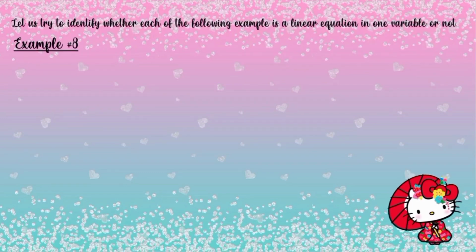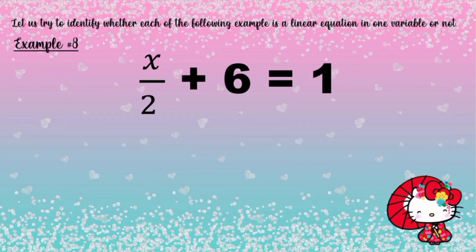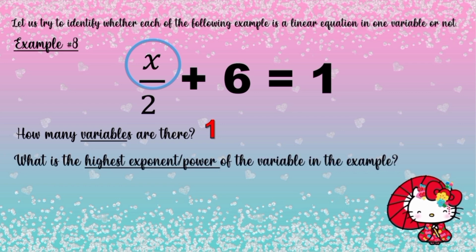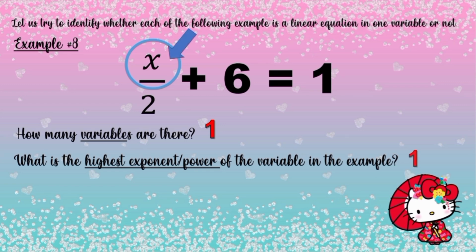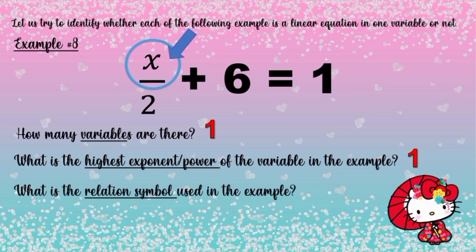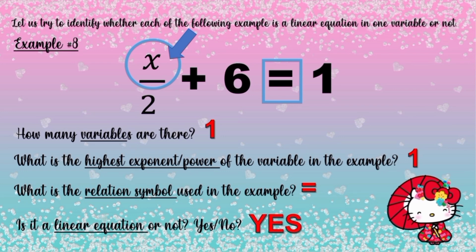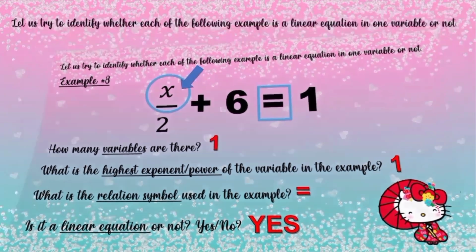Example number 8. x over 2 plus 6 is equal to 1. How many variables are there? We have x and that is 1. What is the highest exponent or power of the variable in the example? Our exponent is 1. What is the relation symbol used in the example? We use the equal symbol. Is it a linear equation or not? Yes, this is an example of a linear equation.